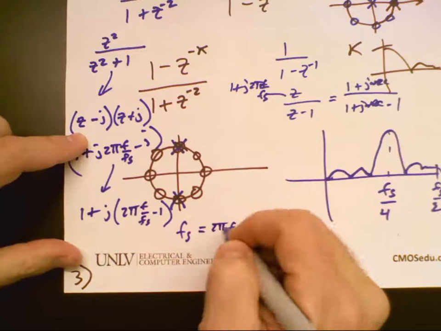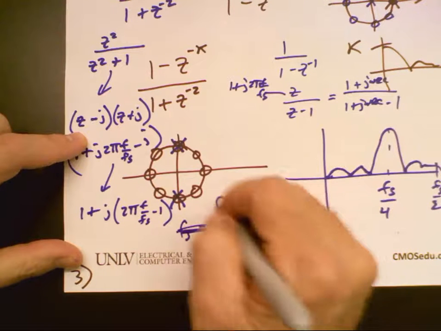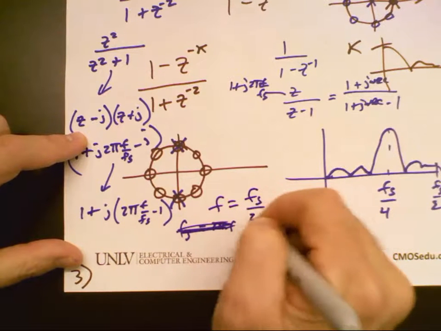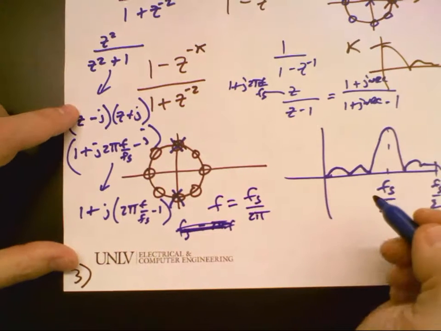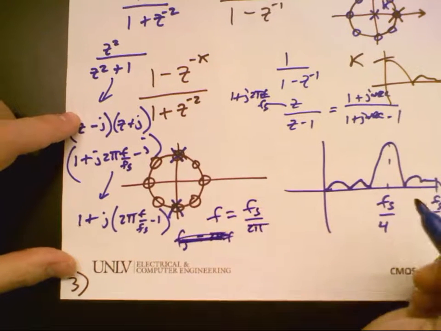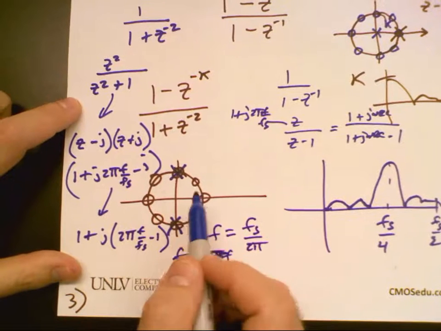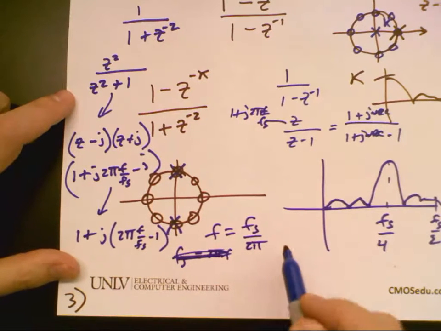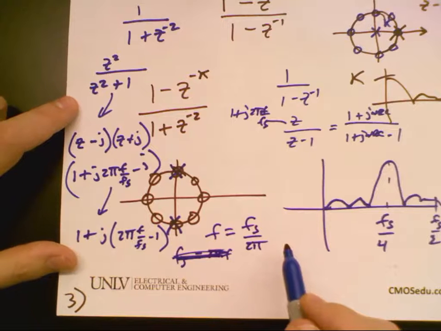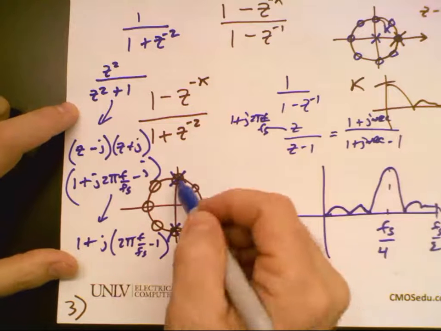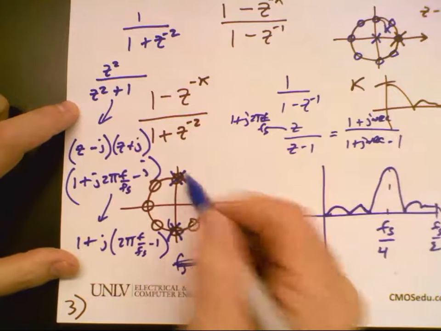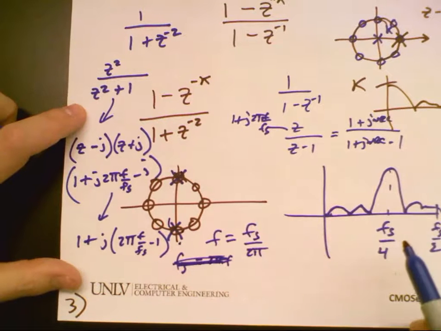F equals Fs over 2 pi. Right. Okay. No, you can do it directly on the circle. That's what I did here. I'm just trying to give you an approximation. No, I know, but I already did it on the circle right here. I'm just trying to do it a different way.